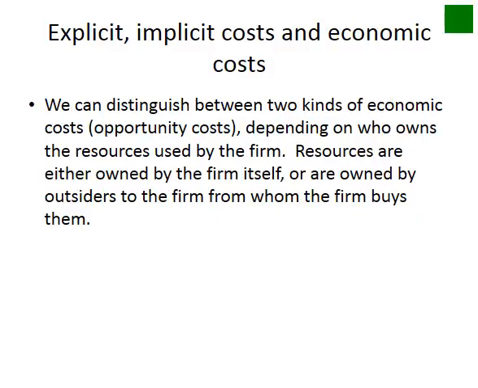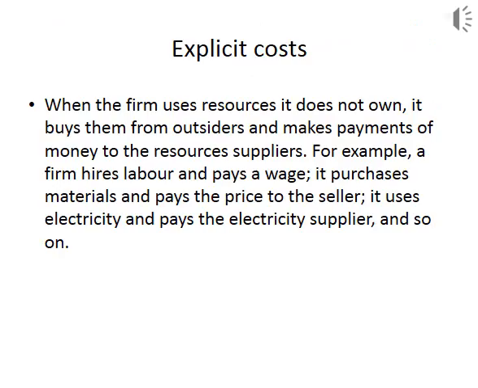So looking at economic costs, we can distinguish two kinds of economic costs and two kinds of opportunity costs. The key thing here is that it depends on who owns the resources used by the firm. Resources are either owned by the firm itself or owned by outsiders to the firm, and then the firm, of course, has to buy these resources from an outsider.